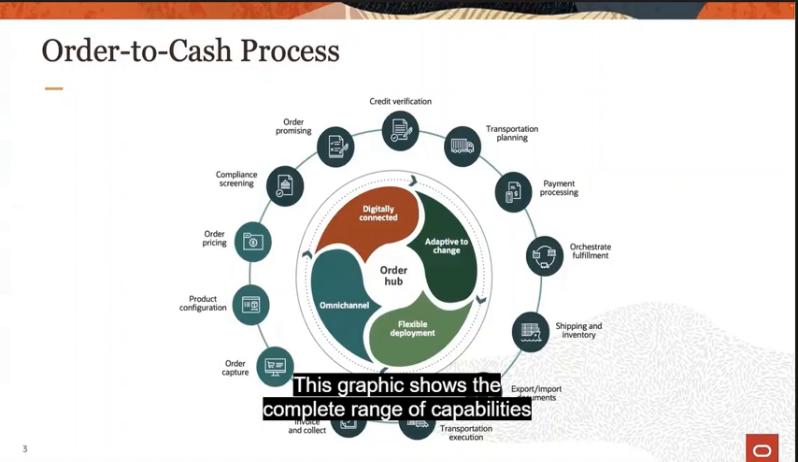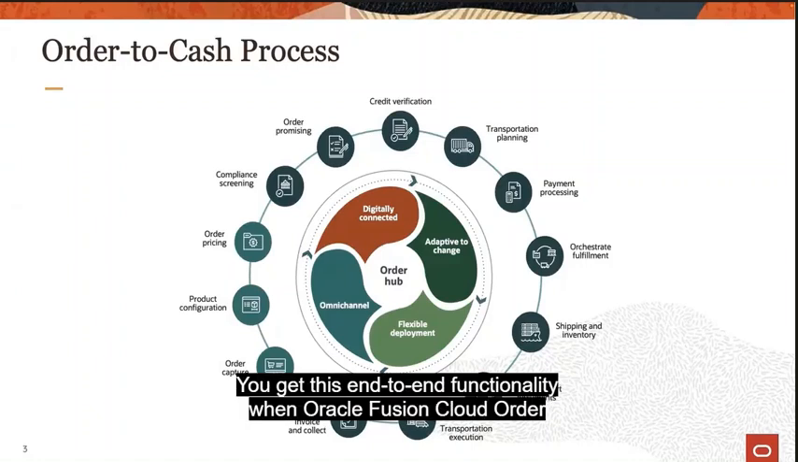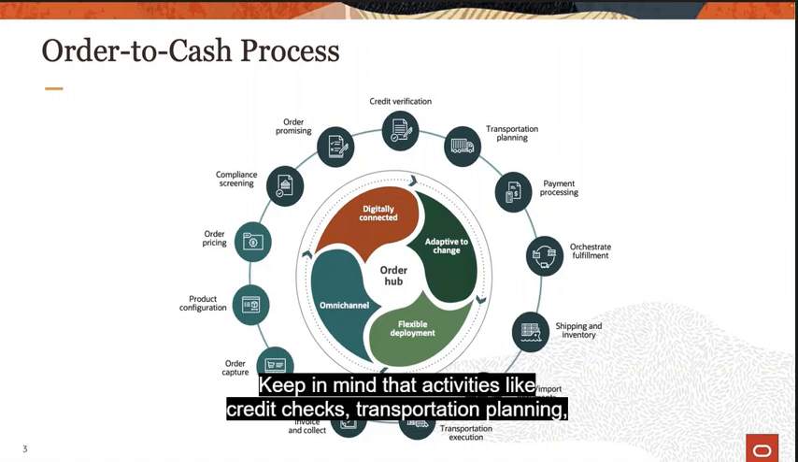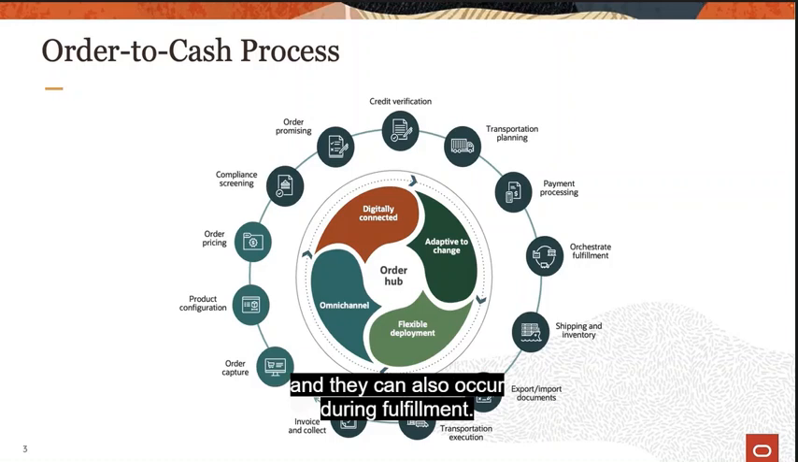This graphic shows a complete range of capabilities across the order-to-cash process. You get this end-to-end functionality when Oracle Fusion Cloud Order Management is integrated with other Oracle Fusion Cloud SCM applications. Keep in mind that activities like credit checks, transportation planning, and compliance screening can run in parallel with order submission, and they can also occur during fulfillment.